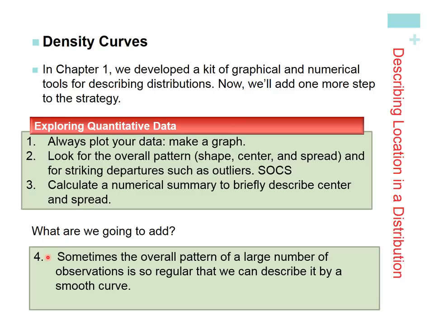What we're going to add specifically is that sometimes the overall pattern of a large number of observations is so regular we can describe it by a smooth curve. So basically what we're going to be doing is taking a look at a histogram, creating that histogram, and seeing if we can draw a nice smooth curve over the top of our histogram.